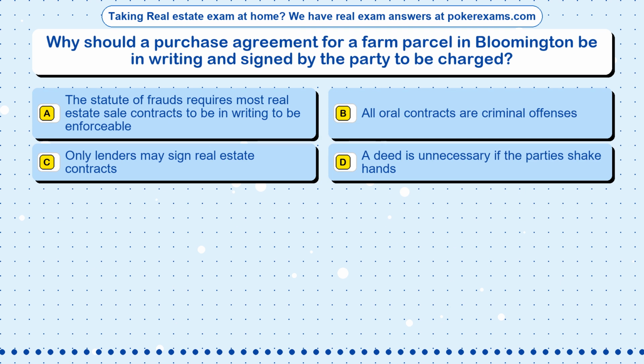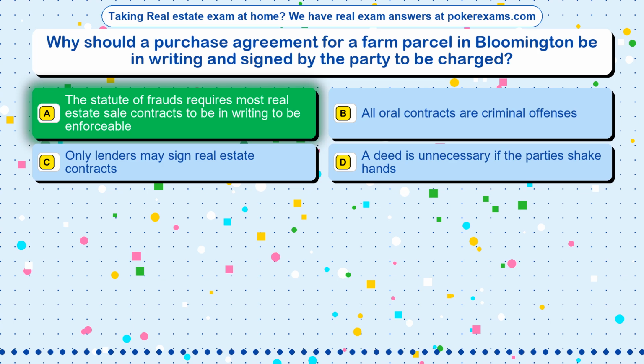Question 53. Why should a purchase agreement for a farm parcel in Bloomington be in writing and signed by the party to be charged? Option A. The statute of frauds requires most real estate sale contracts to be in writing to be enforceable. Option B. All oral contracts are criminal offenses. Option C. Only lenders may sign real estate contracts. Option D. A deed is unnecessary if the parties shake hands.